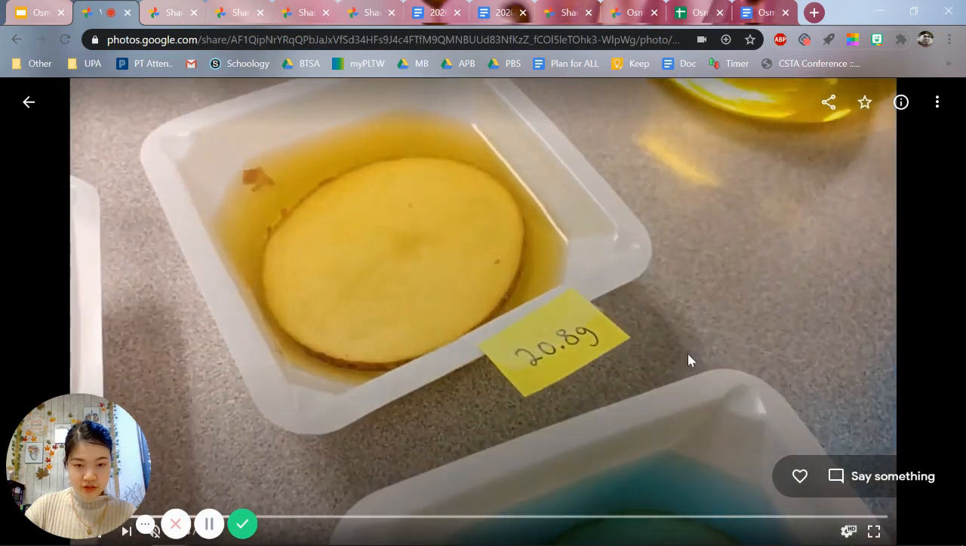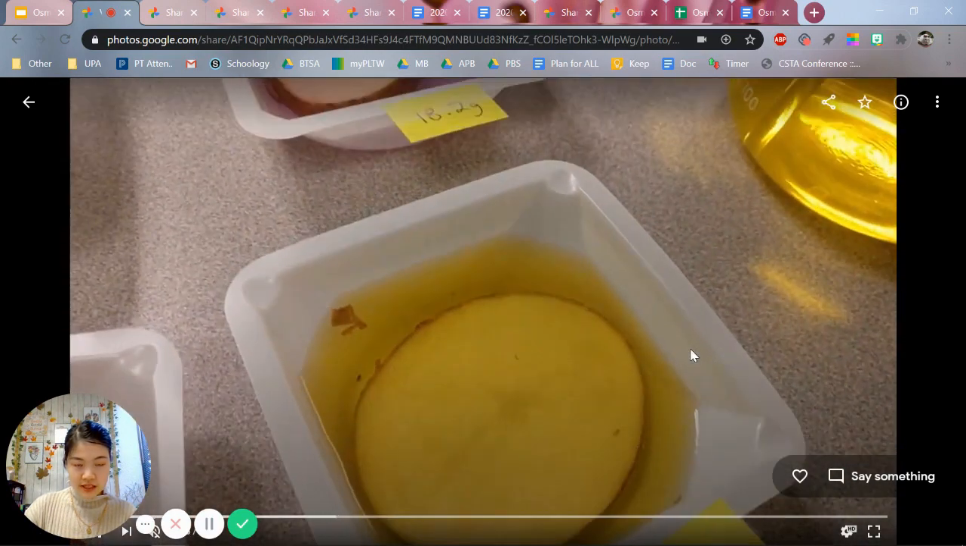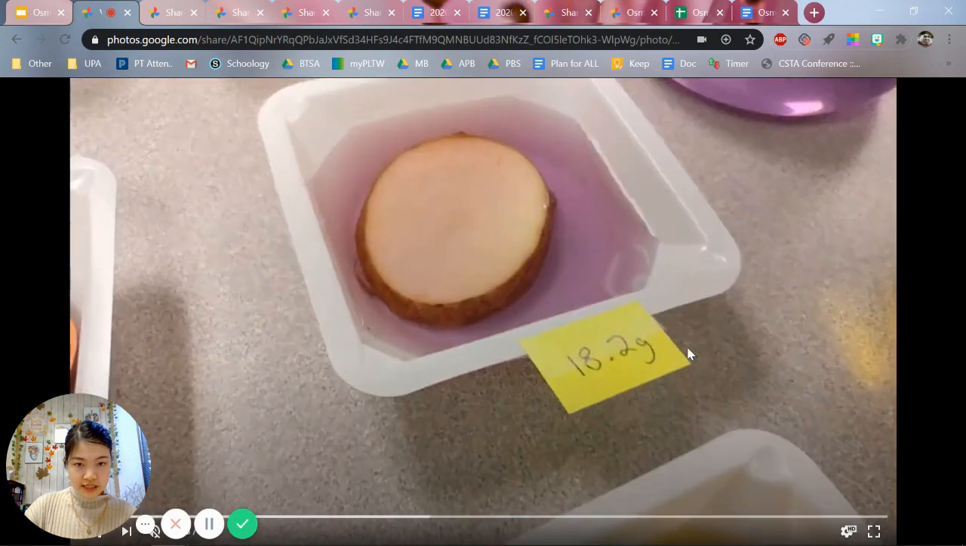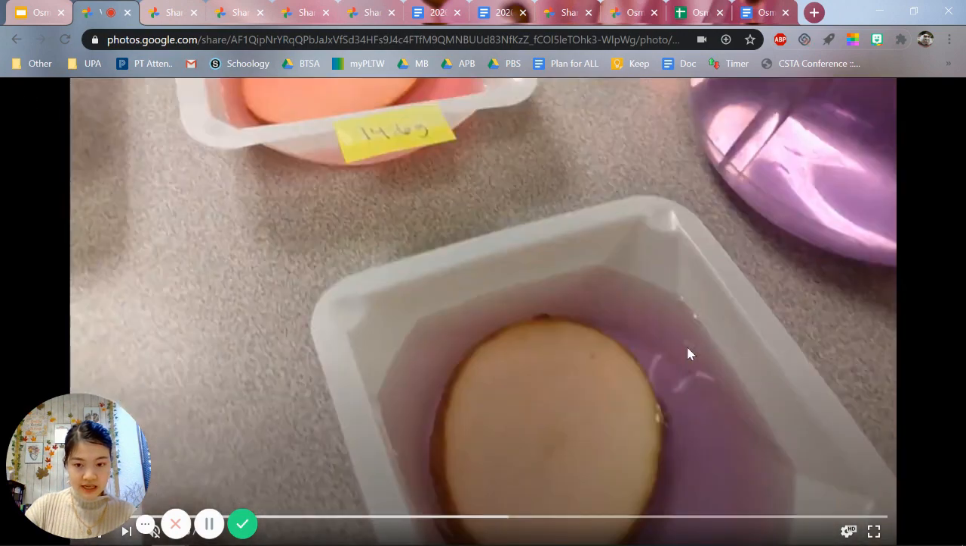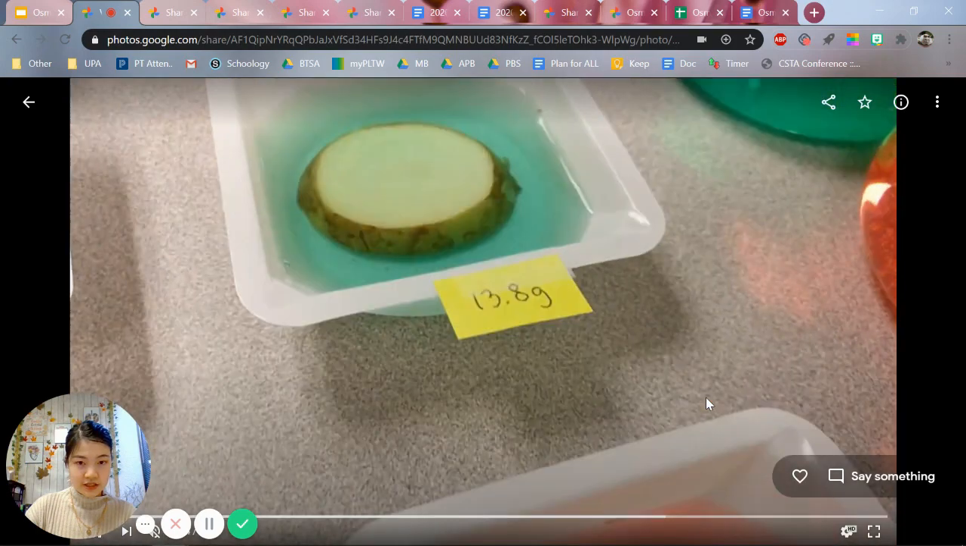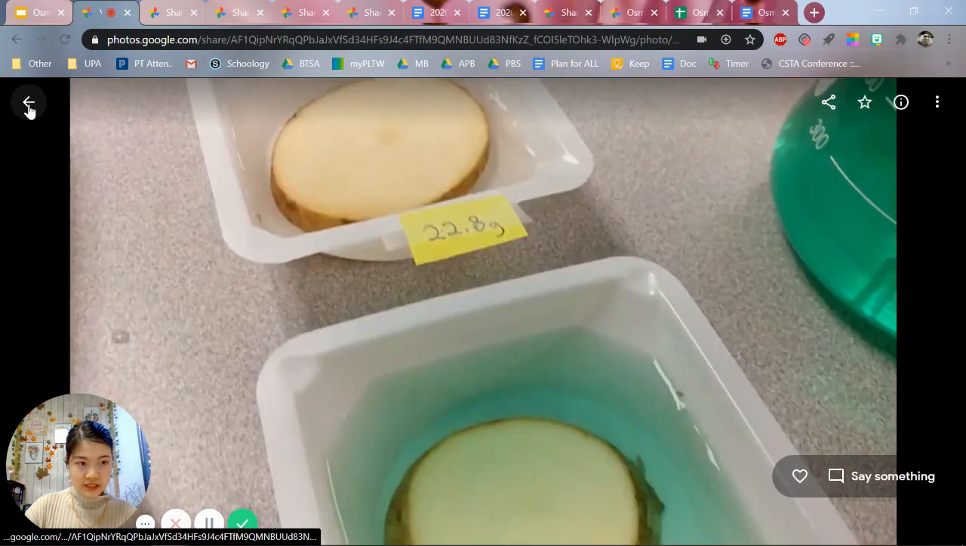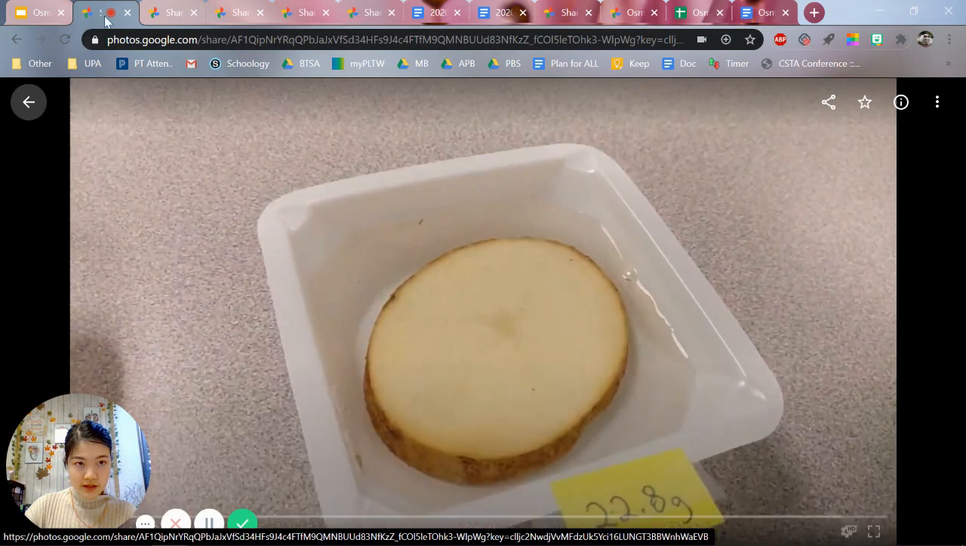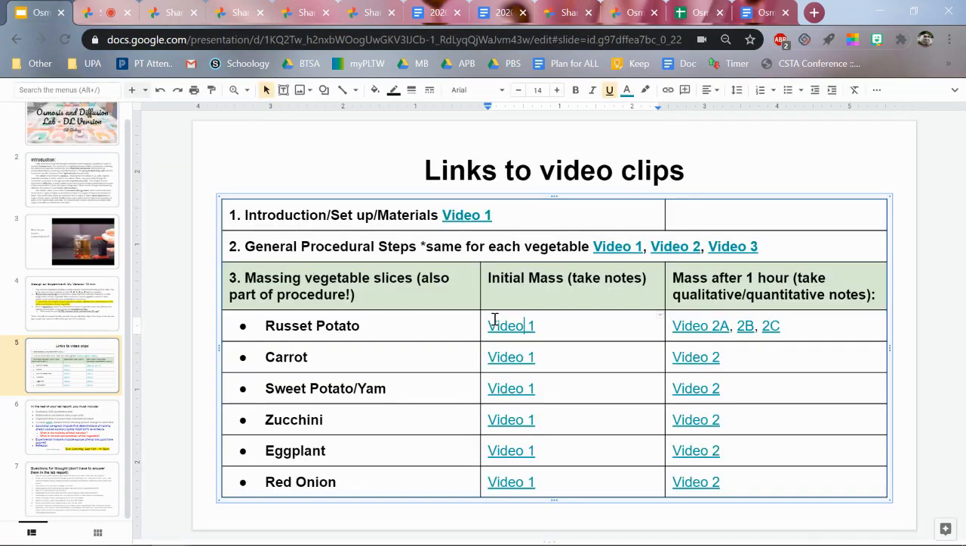So I would tell my students to take notes on the colored solution that the potato slice is in, as well as the mass of the potato slice in that colored solution. So this is the initial mass, and I'm going to close that and bring.